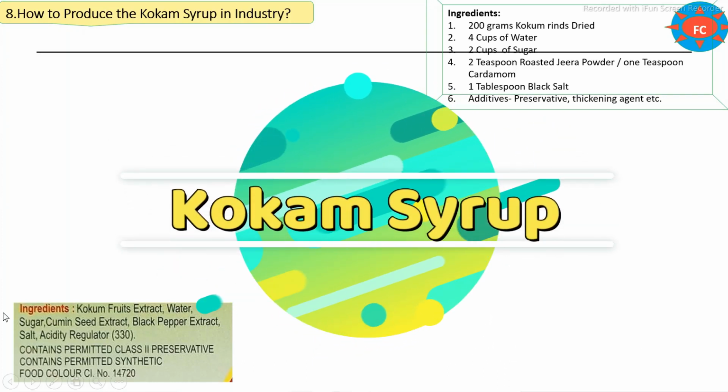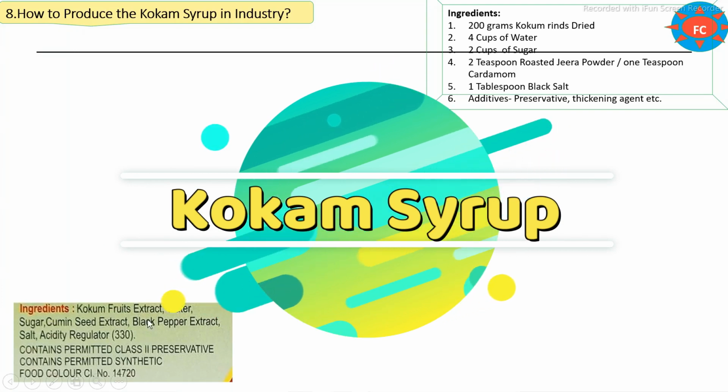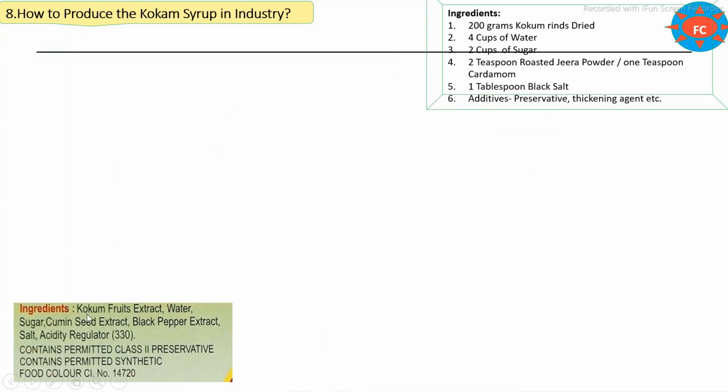You can see this is the label of the cocoa syrup, in which the ingredients required are, first, the extract juice of the cocoa, that is the use of the dried grains extract juice, then water, then sugar, then cumin seed extract, black pepper extract, then acid, salt, then maybe added with preservatives and permitted food colors. These are the ingredients added for the preparation of the cocoa syrup.